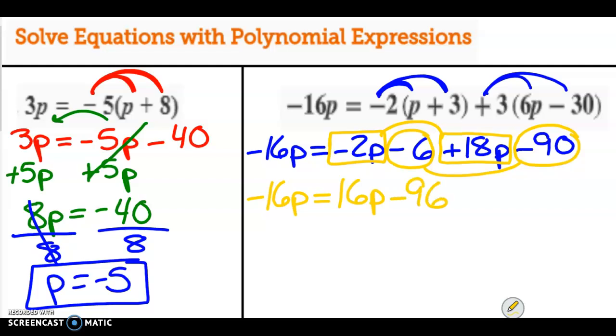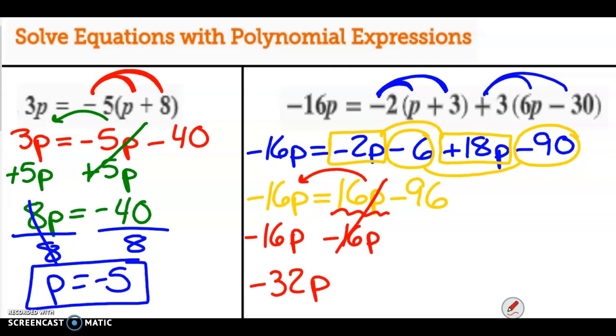Now I have only one type of each term on each side of the equation. Now I can go ahead and move things over. I'm going to want to move this 16p over to the left-hand side to be with the other variable term. So I have variables on one side, constants on the other. So in order to move a positive 16p over, I'm going to subtract so it cancels. So I end up with -16p minus another 16p, which will be -32p. And then it's equal to whatever's left over, which ends up being this -96.